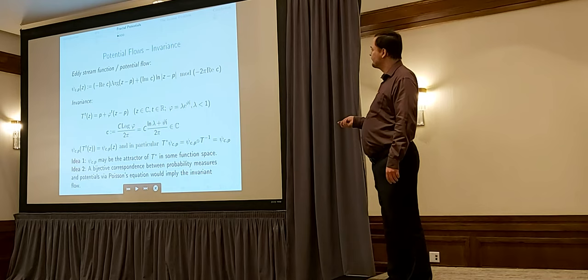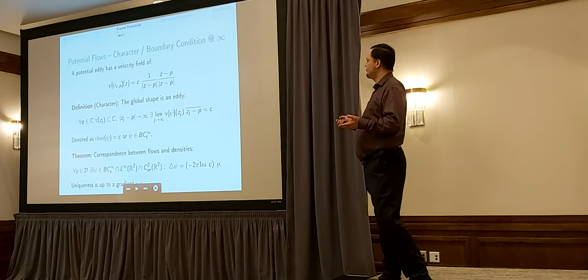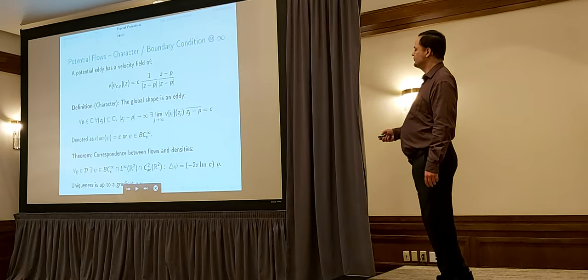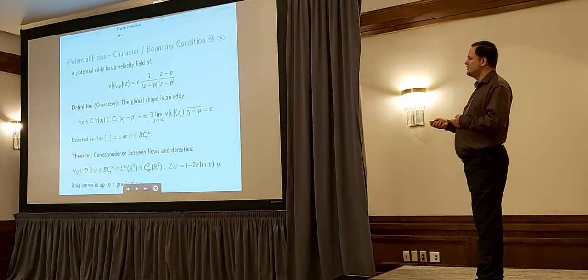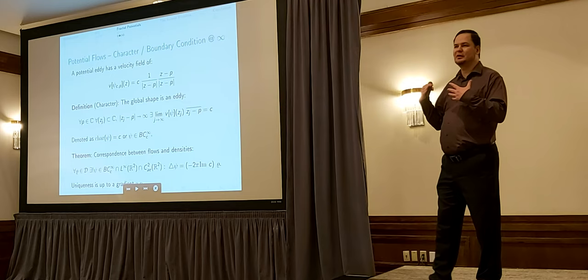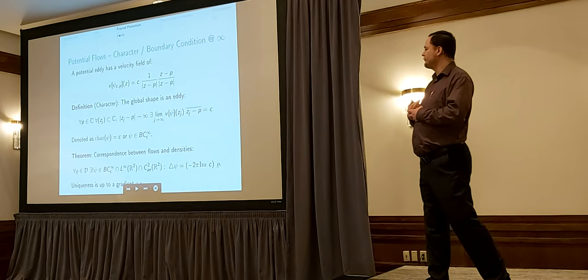So what is the character, or boundary condition at infinity? It's two words for the same thing, but this character can be written as a function of the stream function. The definition of character is purely algebraic manipulation. I'm trying to extract this C, which is a complex number that characterizes the shape of the eddy, basically the steepness of the logarithmic spiral streamlines.